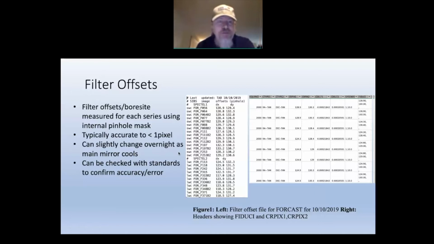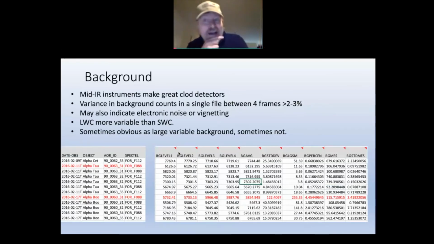Okay. Well, next, let's talk about backgrounds and how to look at the background images. Minnow instruments make great, well, I misspelled cloud. They're great cloud detectors too, because, of course, water vapor affects us very strongly, and clouds have large water vapor. So one way we look at that, we see variance in background counts between single files. This may indicate other issues, large noise offsets, vignetting, or just variance in the background.